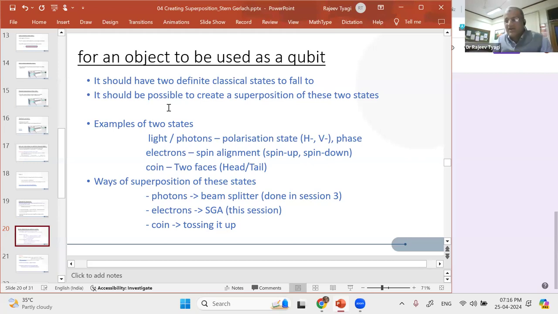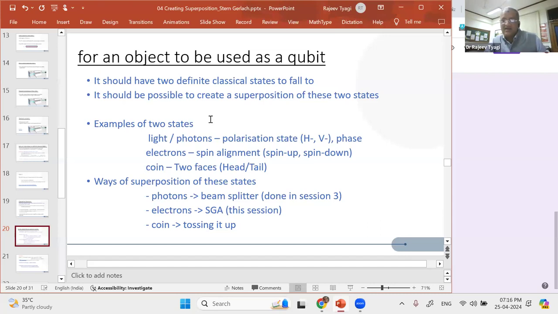Yes, go ahead. We have spin also. Three spin values are possible: plus one, minus one, and zero. If you are able to develop technology for that, it will be used. If you can't develop technology for it, then it will be very good conceptually, but it won't be used. Now, examples of two states. This you studied yesterday: light and photon.